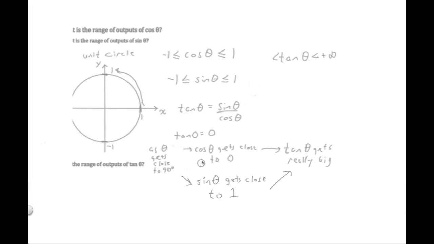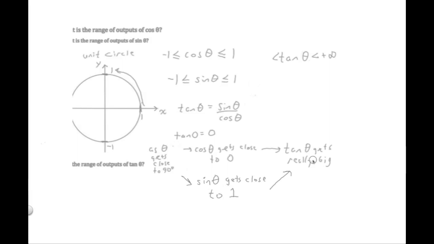So the logic again is that as this angle gets very close to 90 degrees, we know that cosine of theta, the x-coordinate, is going to get very close to 0. As the angle gets close to 90, the x-coordinate on the unit circle gets close to 0. At the same time, sine theta, the y-coordinate, gets close to 1. These points have a y-coordinate that's close to 1. Well, if the bottom of the fraction is getting close to 0, while the top of the fraction is getting close to 1, then the fraction as a whole will get really big.